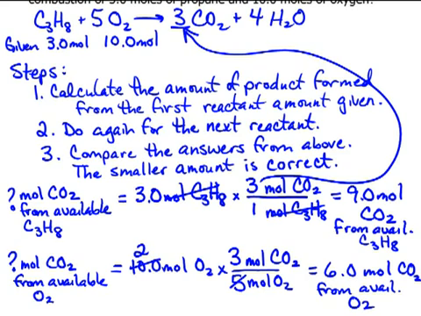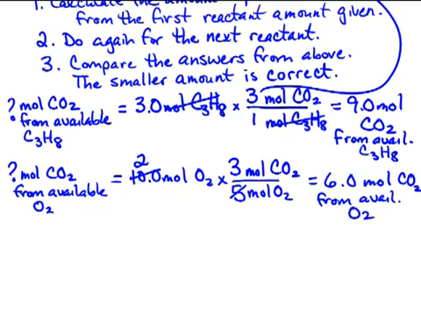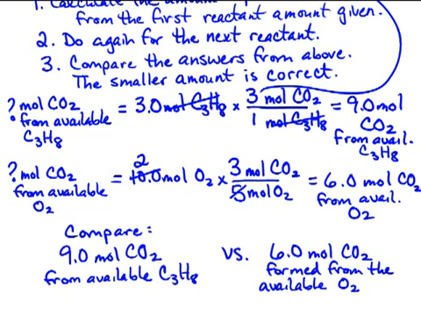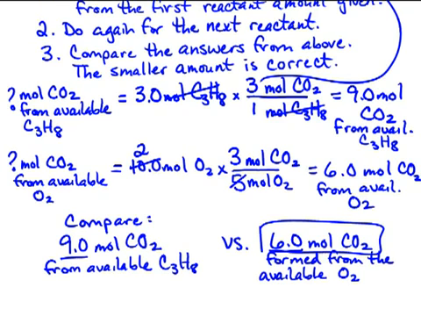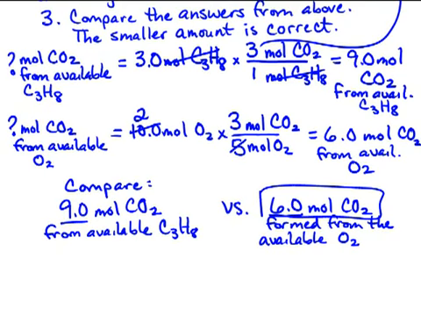Now I compare those 2 numbers. Again, I'm comparing those 2 moles amounts. 9 moles of CO2 from the available propane and 6 moles of CO2 formed from the available O2. The 6 is the smaller number, and so I can see that 6 moles of CO2 are actually formed, and that O2 is the limiting reactant.